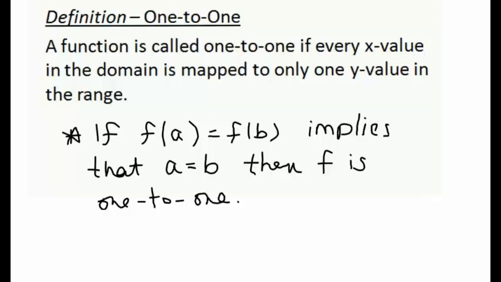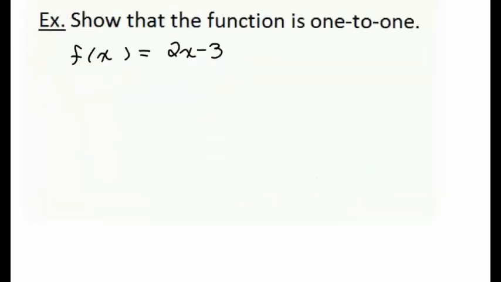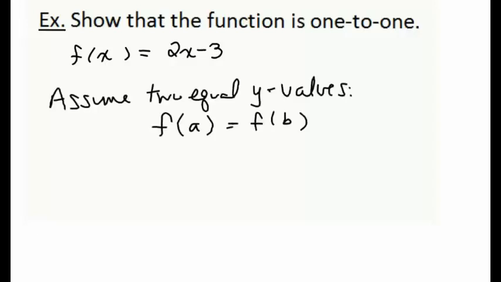So to get a better idea of what this implication means, let's take a look at a couple examples. Let's show that the following linear function is one-to-one. f of x is equal to 2x minus 3. What we're going to do first is assume that we have two y values that are equal. That is, we assume that f at a is equal to f at b, where a and b are numbers inside of the domain of our function.